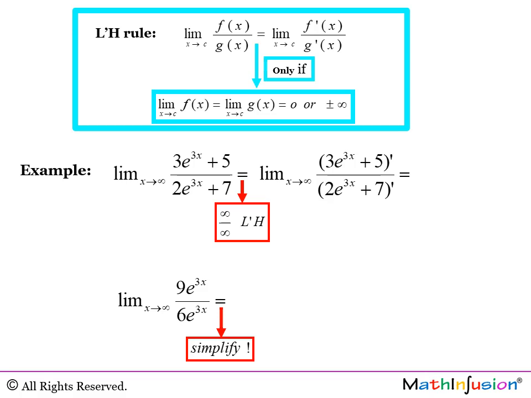So the rule number 1 of L'Hopital is you always try to simplify before you apply L'Hopital. And if we simplify here, we don't need to use L'Hopital anymore because we get the limit of 9 over 6 when x approaches infinity, but this limit is 9 over 6, which also is 3 over 2.